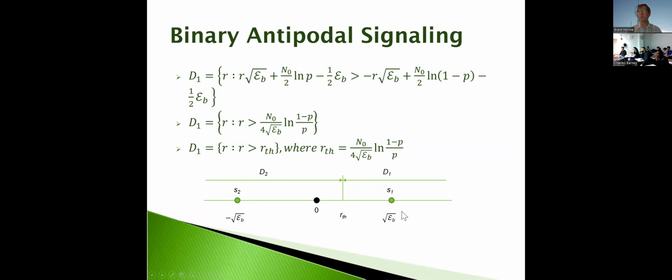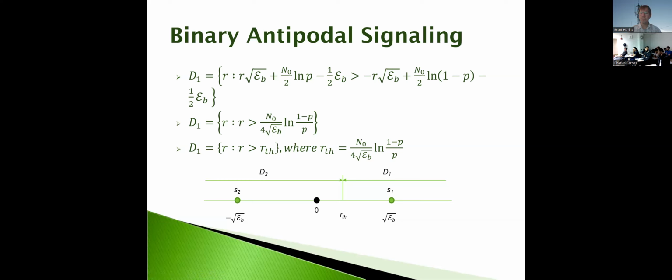Conversely, if we were certain that S1 was the one being sent, with a probability of 1, then the probability of S2 would be 0, so we'd have a natural log of 0, and that would be basically minus infinity, right? So the whole decision region would be D1. If again these are equally probable, then the threshold would show up here at 0.